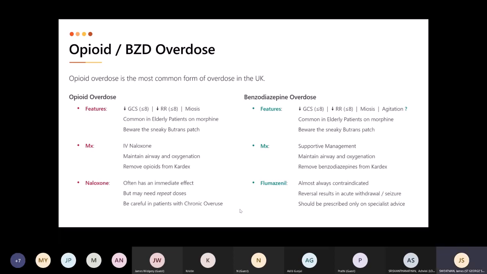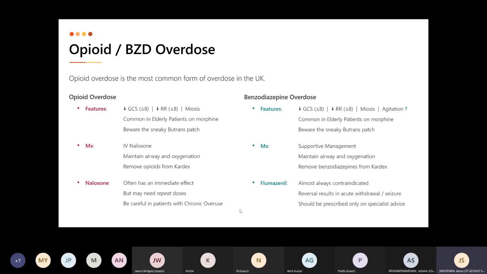In patients who chronically use opioids, naloxone sometimes needs to be used with a bit of care. But if they're very unwell, obtunded, not breathing, I would still give naloxone. They will just have withdrawal symptoms, really bad withdrawal symptoms.